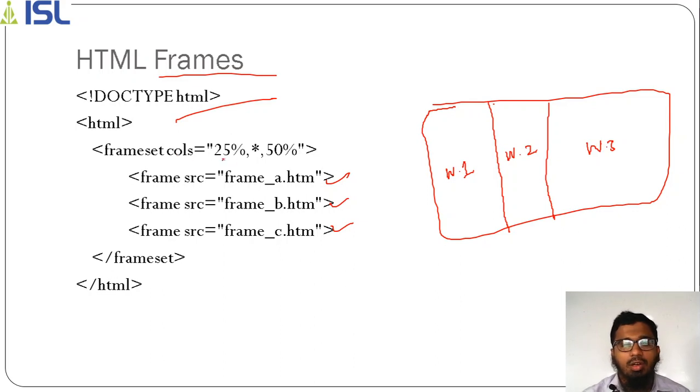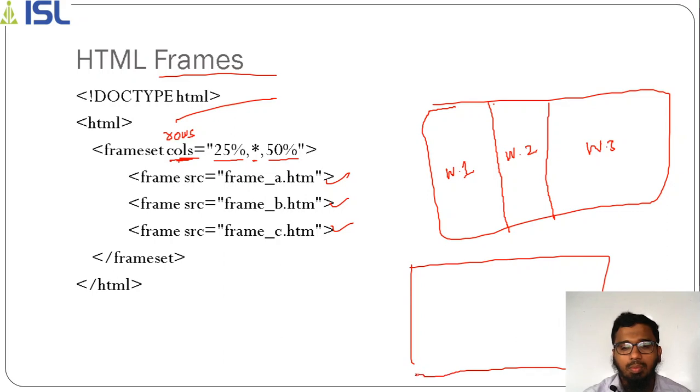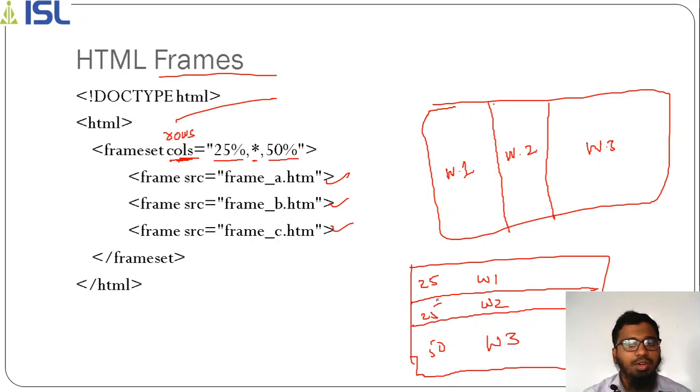Because here it is written 25%, and star means it will take 25% only, and here 50%. And why is it displaying in the column? Because we have given the column. In place of this, if you give rows, then it will display 1, 2, okay, this is 25, 25 and this is 50. So this is website 1, website 2 and website 3. It will display like this if you use the rows, okay.